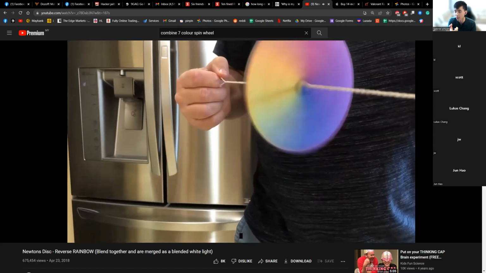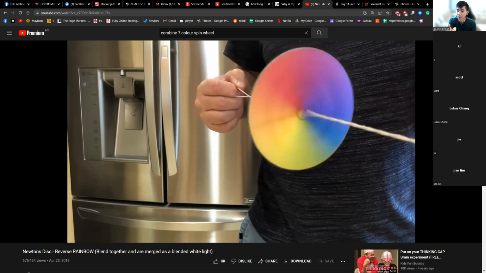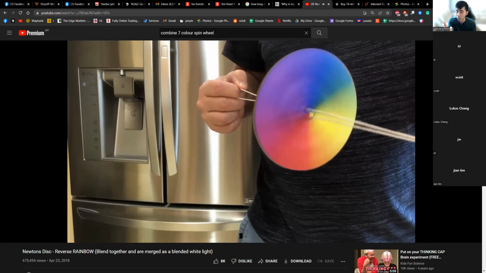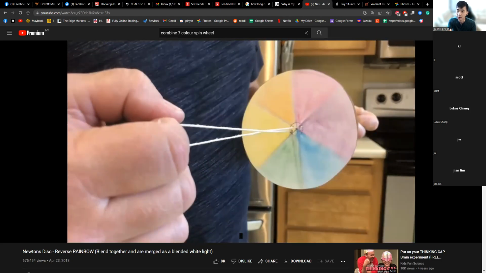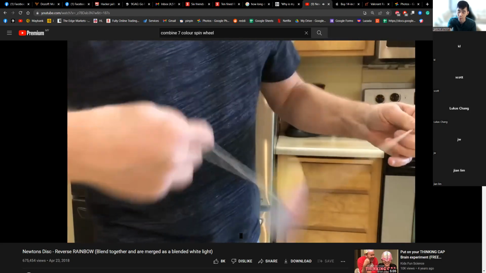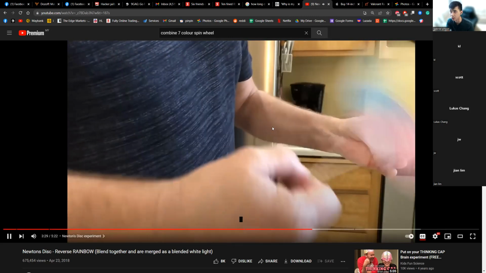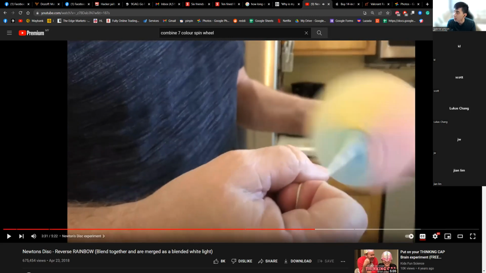So this experiment shows us that 7 colors, when going at a very fast speed, turn into white light. And essentially, if we want the white light to separate into 7 colors, this is how the rainbow is formed. So back into here.